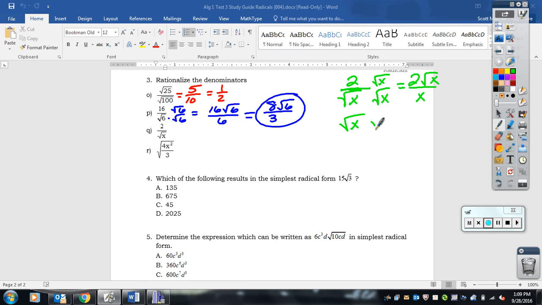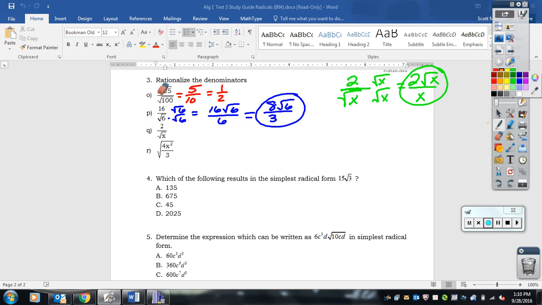The reason is because square root of x times square root of x is square root of x times x is x squared, which is of course just an x. Same thing happened with the rad 6 times rad 6 is just 6. Again, this is done. No more simplifying that I can do. Let's do the last question.